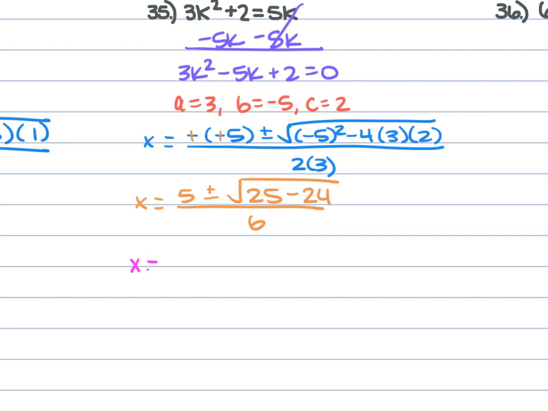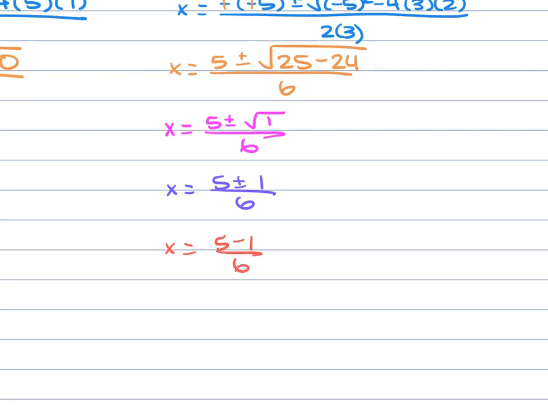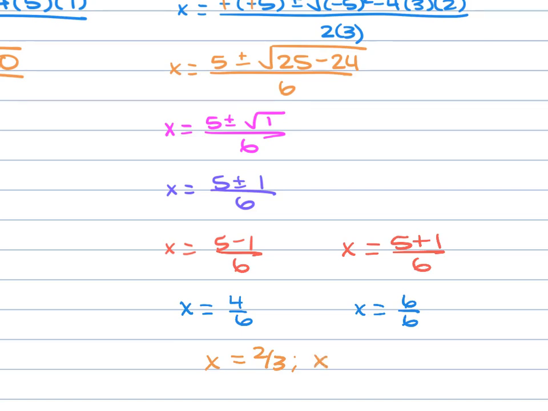So this is going to simplify to be x is equal to 5 plus or minus the square root of 1 all over 6. The square root of 1 is 1, so x is equal to 5 plus or minus 1 over 6 is going to give us x is equal to 5 minus 1 over 6, as well as x is equal to 5 plus 1 over 6. So we have x is equal to 4 over 6, as well as x is equal to 6 over 6. So we're going to have two solutions here of x is equal to 2/3, as well as x is equal to 1.